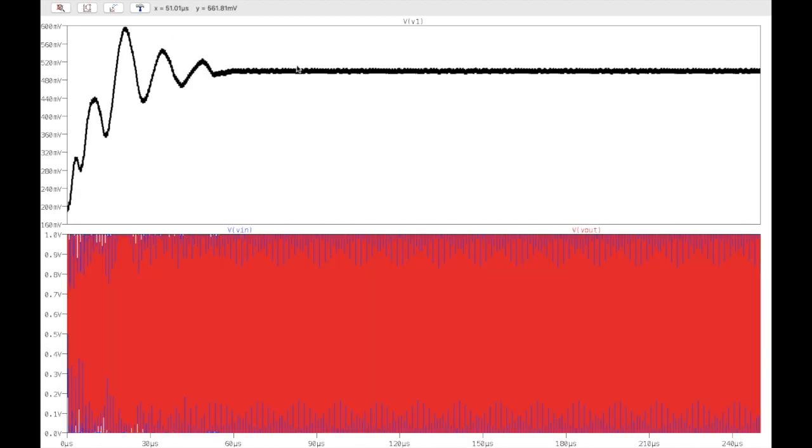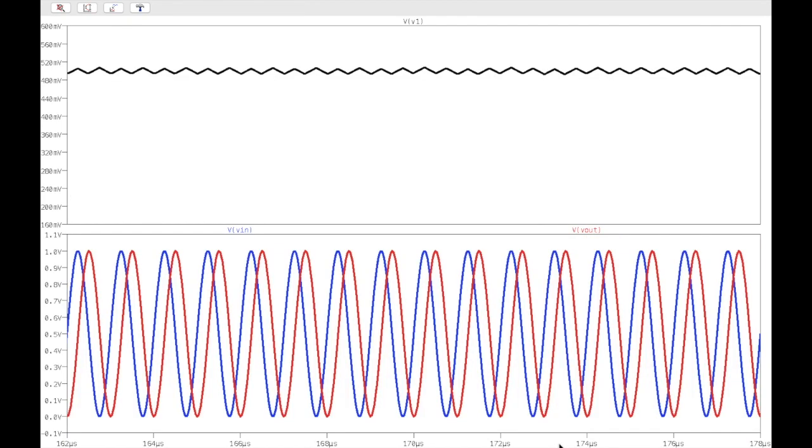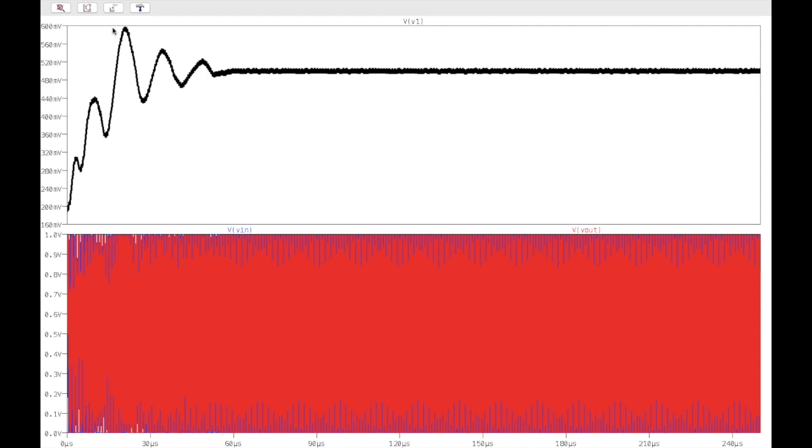And eventually, as we go to this point, this time, we can see here that it is almost constant. The phase difference between these two waveforms, the blue is the input and red is the output, is almost constant, and these two have the same frequency. Of course, we can do the FFT from here.